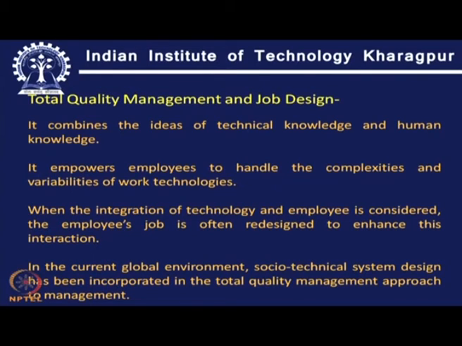And in the present system, in the global environment, socio-technical system design has been incorporated in the total quality management approach. What we are trying to do is map the needs of the job with how to do it in a better way, and if it is to be done in a better way, what are the factors which will help the employee to do those things in a better way. All these things are mapped together, and then you design a job accordingly, like what should be provided. Ultimately, what should be provided to the employee so that their needs and their growth are taken care of in the organization, and they are at ease to perform well in the organization.